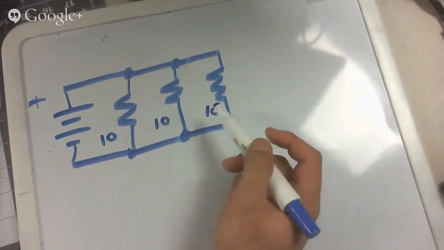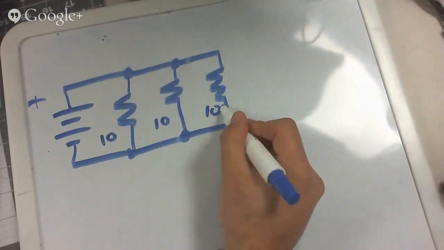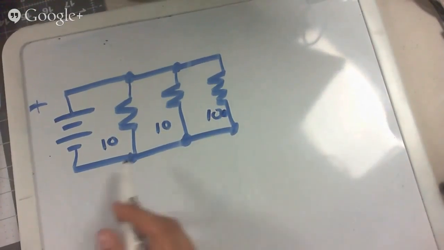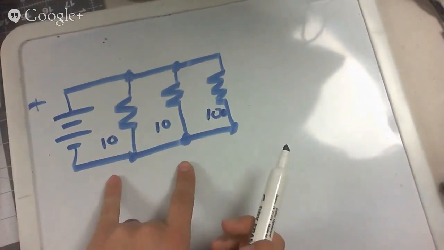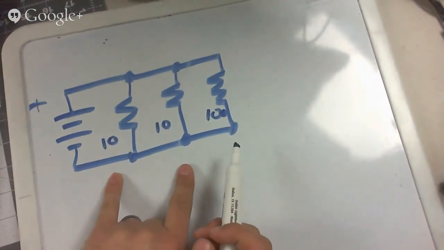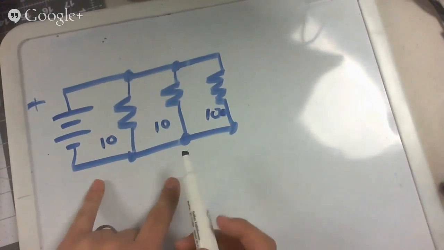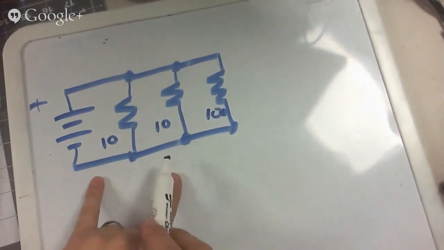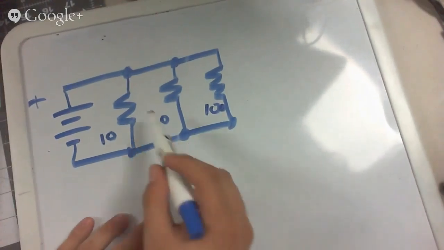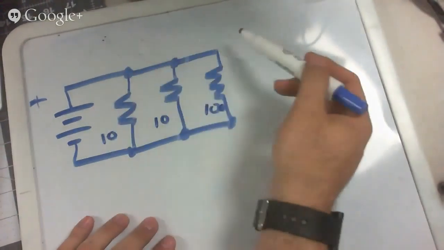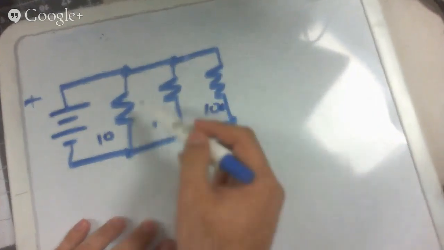But let's say, for sake of argument, I made this a 100 ohm resistor instead of a 10. So I have 10, 10, and 100. More current would go through the 10 ohm resistors because current always takes the path of least resistance. A little less current would go through the 100 ohm. But they would all experience the same voltage across them.